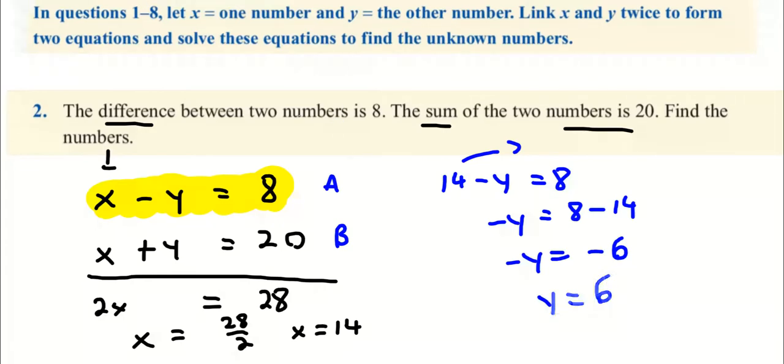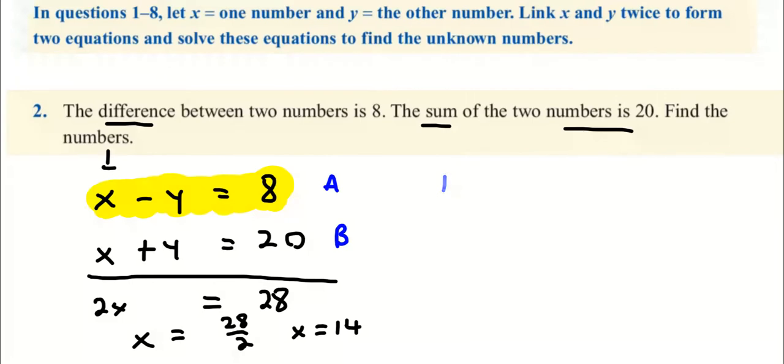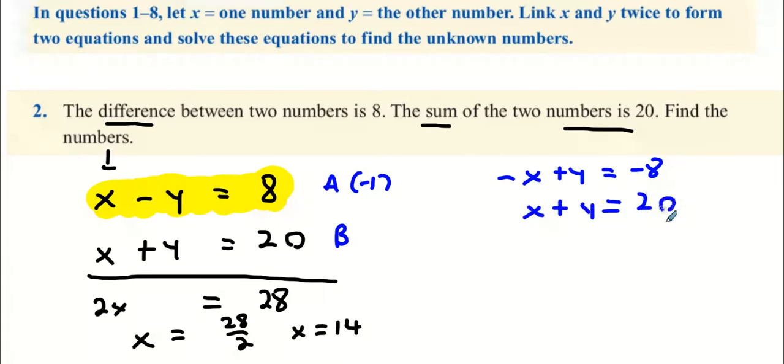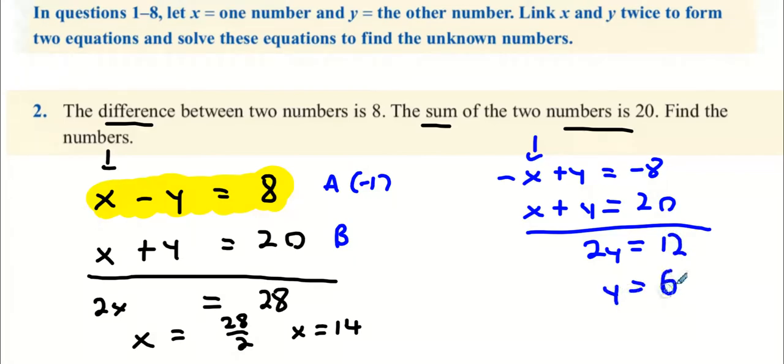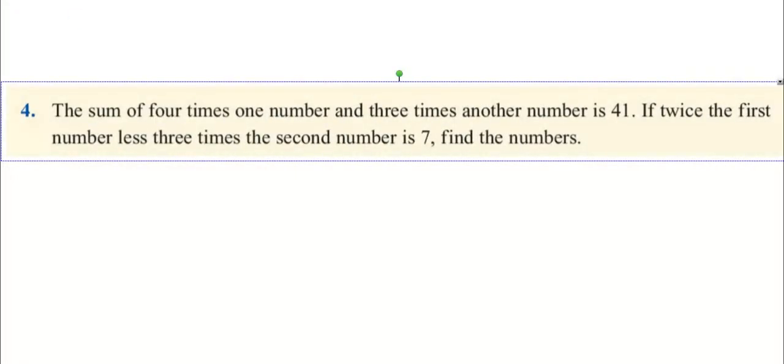Some of you guys might prefer to go back to the beginning, and you might multiply the top equation by, let's say, minus 1, and you'll get minus x plus y equals minus 8, and then the bottom equation stays the same. And then when you add downwards, the x's cancel. So you're going to be left with 2y equals 20 take away 8, which is 12. 2y equals 12, y equals 6. You can do it both ways if you want, right? That's question 2. Now question 4.